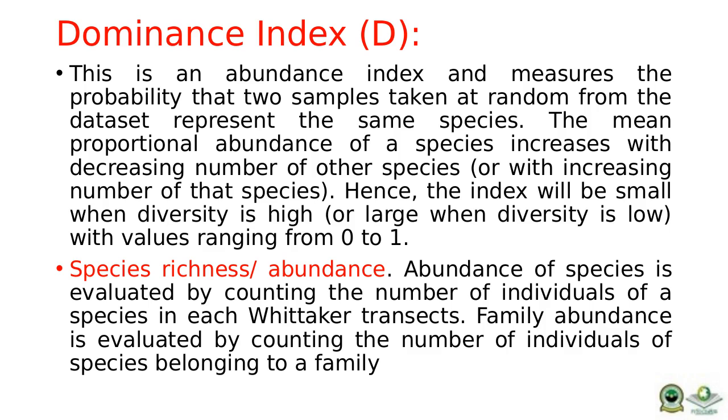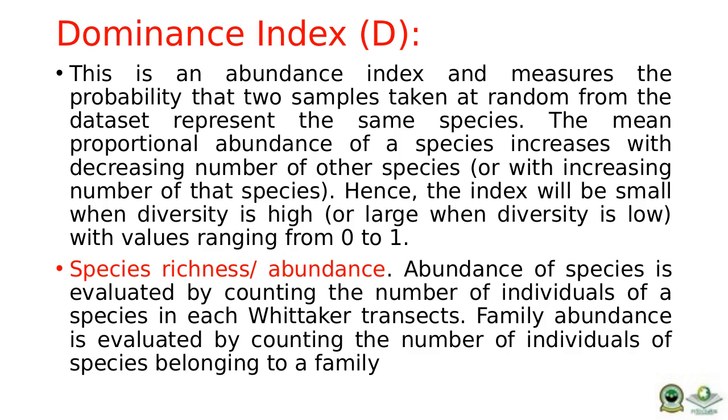Now, species richness, abundance. Abundance of species is evaluated by counting the number of individuals of a species in each Whittaker transect. That is, a transect is one of the instruments we use in vegetation study. Within that particular area, you will now count the number of organisms, the number of species. Abundance of species is evaluated by counting the number of individuals.